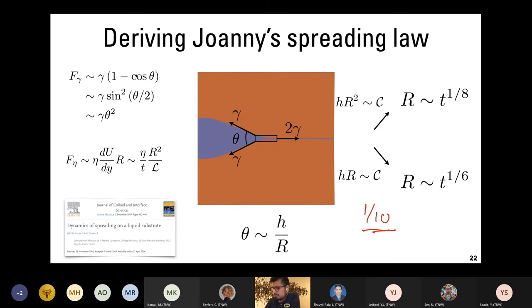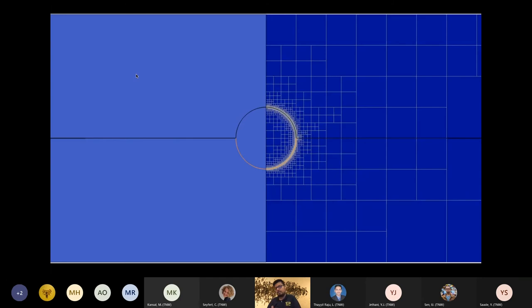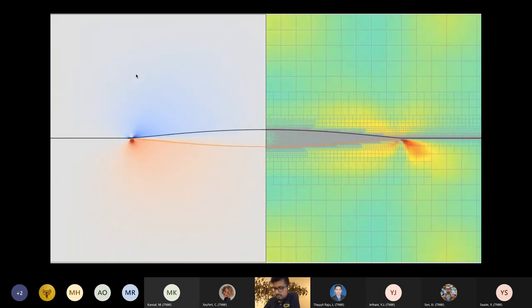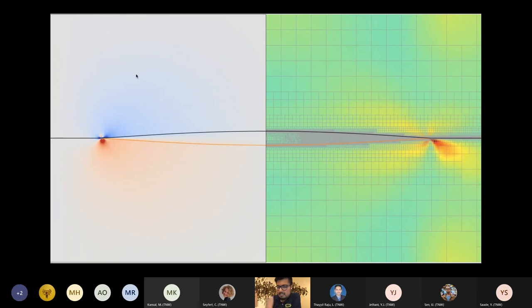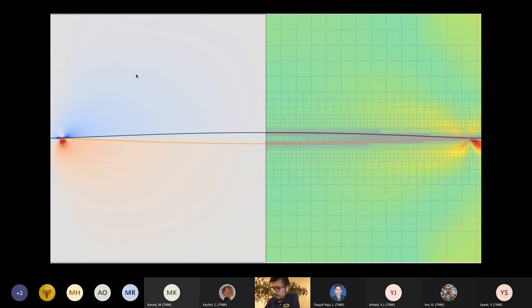Anyway, moving on. What we can do to try to recover Johnny's spreading law is to take a system like this. It's essentially a simple drop, which has a positive spreading coefficient, and both top and bottom liquids are the same in this simulation. Once I let it go, initially there are some transients, but then you get this thin film that is trying to spread on top of this bath.